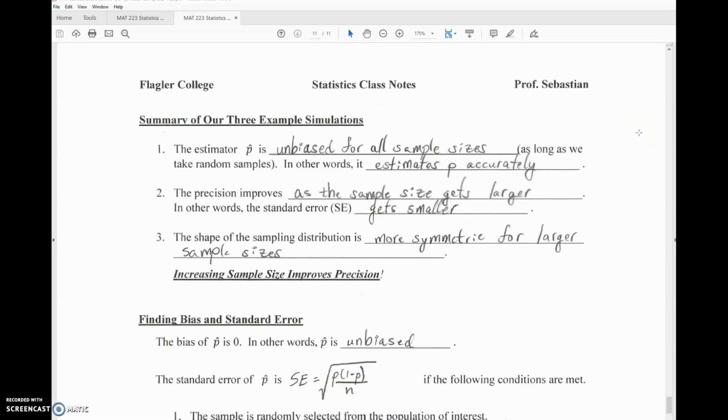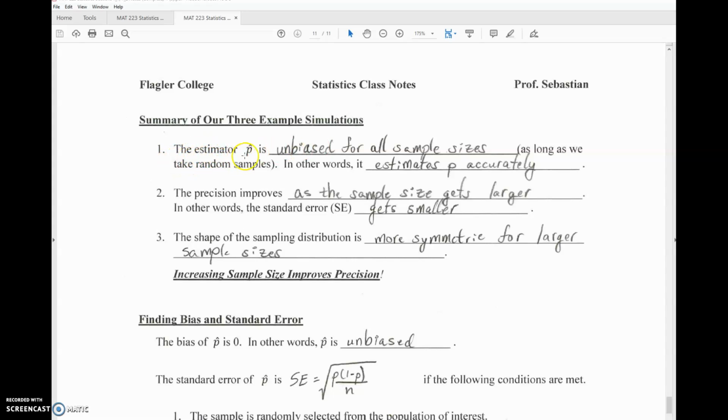Okay, hi everyone. Welcome back to our statistics class notes, and we are on page 100, which is the last page of our section 7.2 notes. And I just want to summarize here what we found out from our 3 example simulations. So here's the things that we're supposed to get out of those.